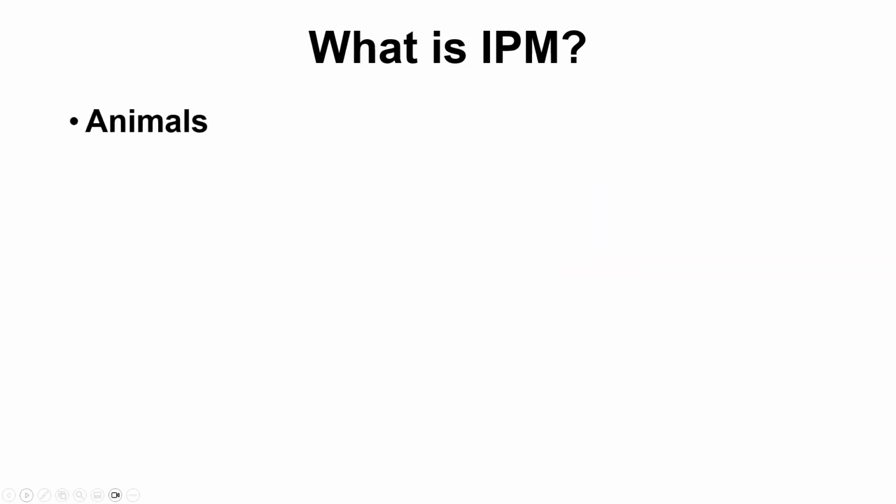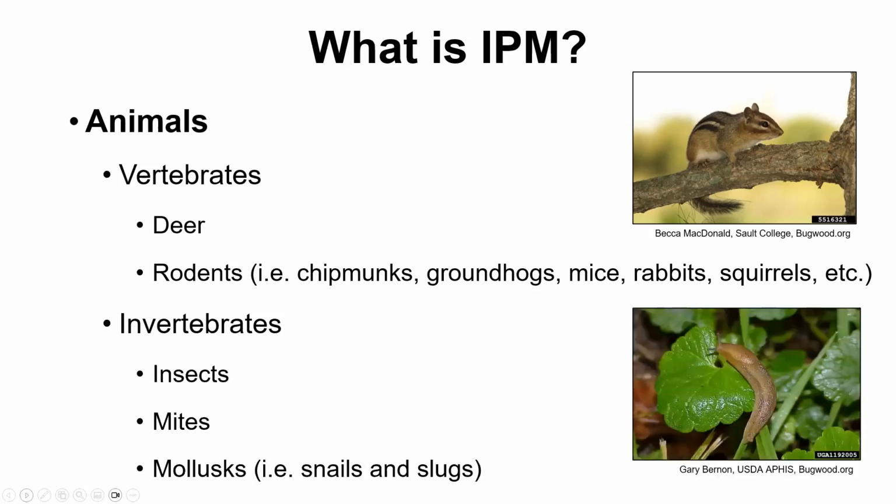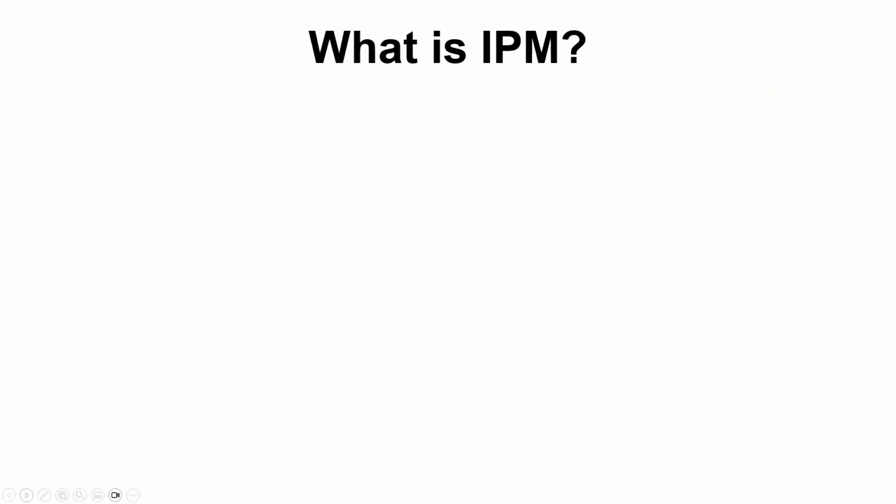So breaking that down a little bit, when we talk about animal pests, we're talking about vertebrates. So that's deer and rodents for the most part, right? Like that little chipmunk. And then invertebrates, which can include insects, mites, and mollusks like slugs. So there's a wide range of animal pests. That's usually when people hear the word pest, usually they're thinking animal pest, but the other ones are also very important.